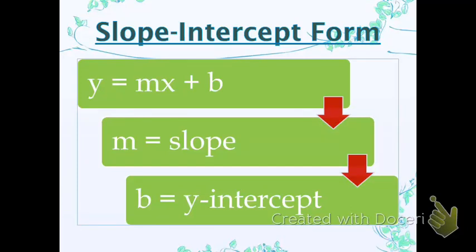We're going to look at one last way to graph, called using slope-intercept form. Slope-intercept form is y equals mx plus b. The reason they call it slope-intercept form is because the m and the b stand for the slope and the y-intercept.